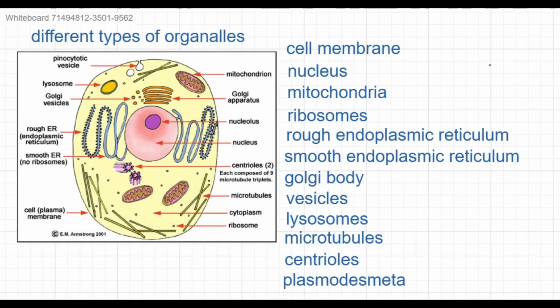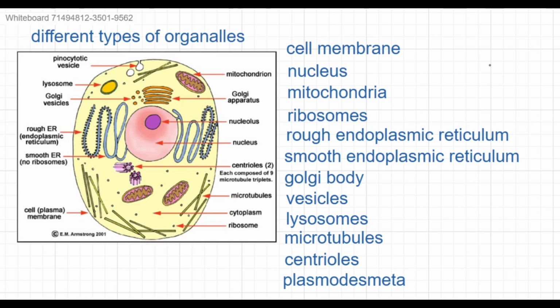So now that we know the meaning of organelles, we can move on to the different types of organelles inside of a cell. First of all, I'll talk about the animal cell, and then I'll move on to the plant cell.